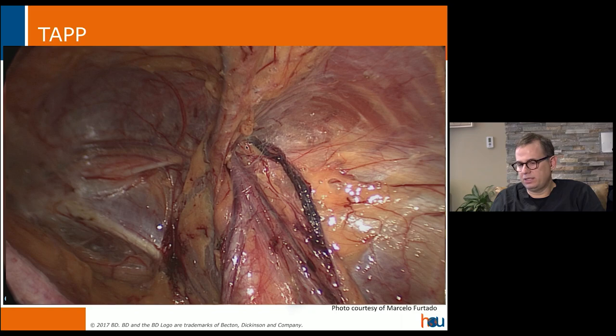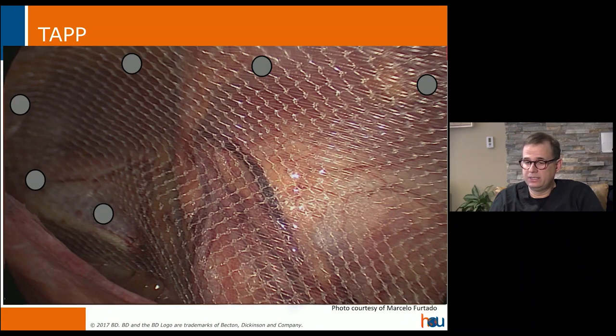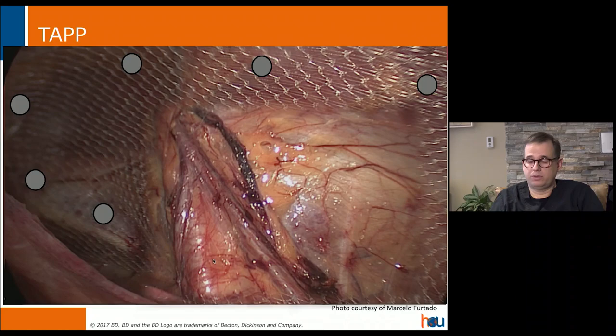So that's the anatomy. We put a mesh, we identify, as I just said, we put a mesh and we fix it if needed. We avoid fixation on this part because here we have all the structures of the cord, the big vessels and the nerves. So that's why we don't fixate in the first and second triangle, never. And only fixation if needed on the other triangles.